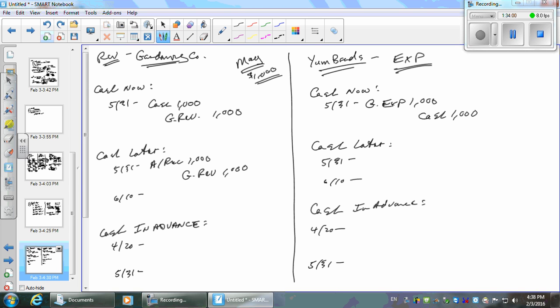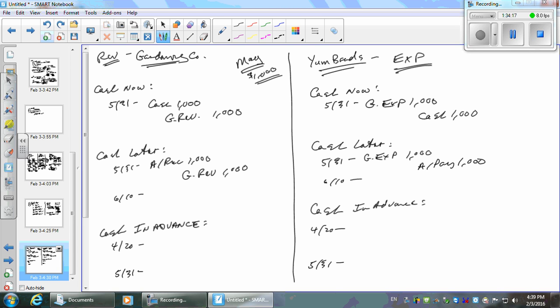Okay, what would I have on the other side with cash later? I used it up, so I have gardening expense, just like in the cash transaction, right? If you used it up, you used it up. What is it? Because I haven't paid for it later. Gardening payable or accounts payable, right? Whatever you want to call it.